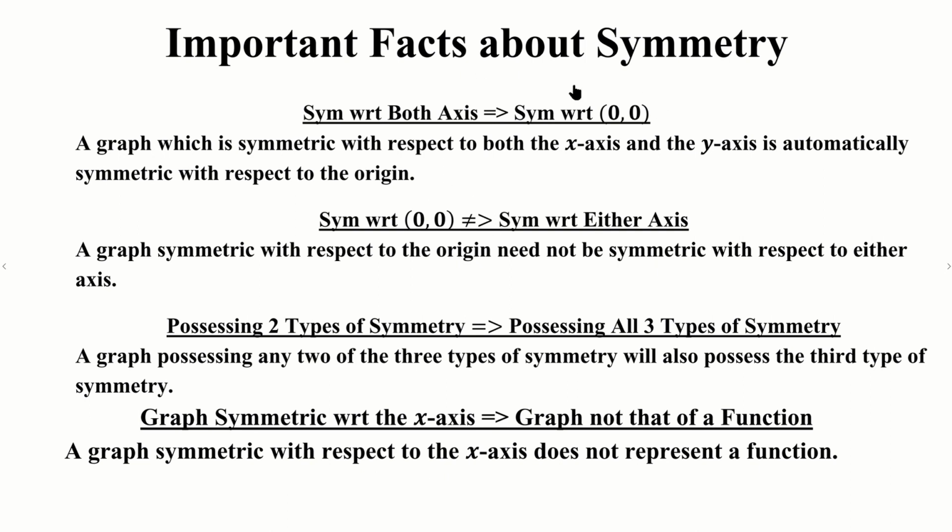It doesn't work the other way around. Just because you have symmetry with respect to the origin, that does not imply you have symmetry with respect to either axis. Okay, and we just saw that with y equals what? X cubed. All right. Now, an interesting one is that if you possess any two types of symmetry, you're automatically going to possess the third one as well. Therefore, you're going to possess all three of them. The proof of a fact like this would not be difficult, and it would be a great exercise for you.